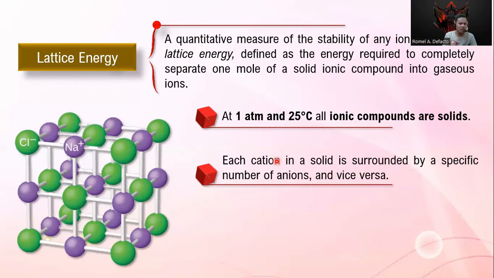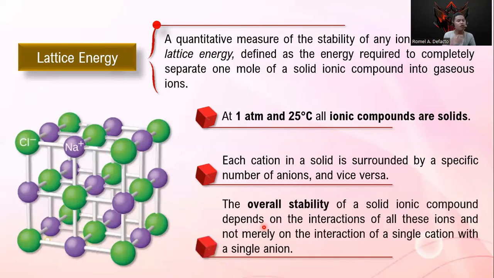Each cation in a solid is surrounded by a specific number of anions and vice versa. So, ibig sabihin, it's not a simple Na and Cl anymore. Why? Because you have a lot of Nas, a lot of chlorines, no? So, they interact with each other. They are not just interacting chlorine and sodium lang, no. They also interact with another chlorine, another sodium, and so on and so forth. That's why the overall stability of a solid ionic compound depends on the interaction of all of these ions and not just merely on the interaction of a single cation and single anion.